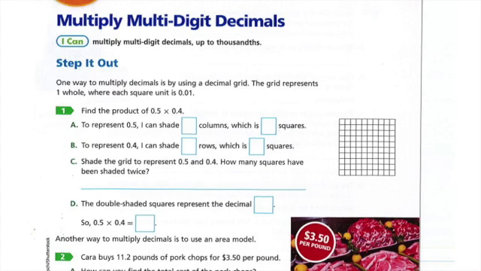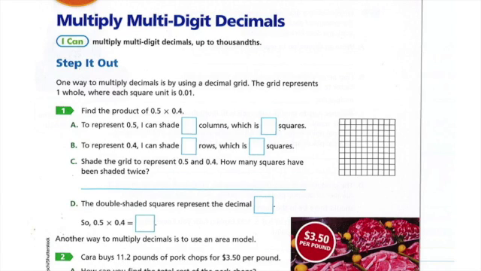Lesson 4.2, multiply multi-digit decimals. All right, step it out. One way to multiply decimals is by using a decimal grid. The grid represents one whole where each square is 1/100th. It's that same grid we used in our last lesson. Find the product of 5/10 times 4/10.